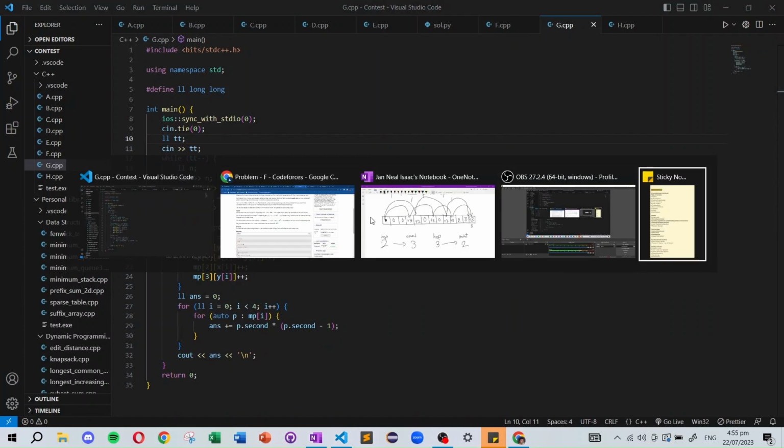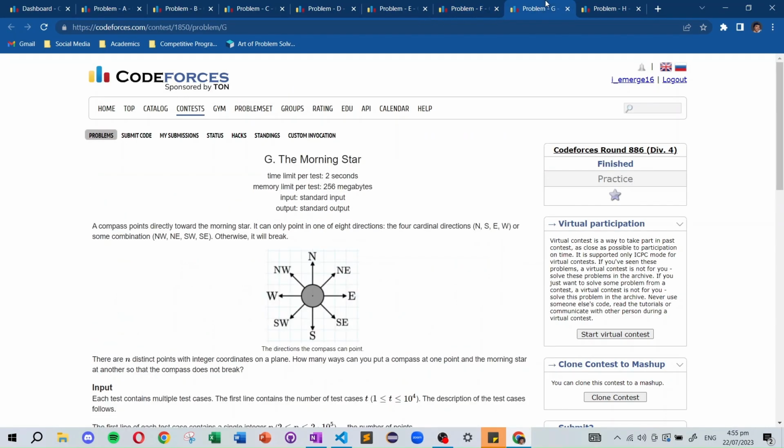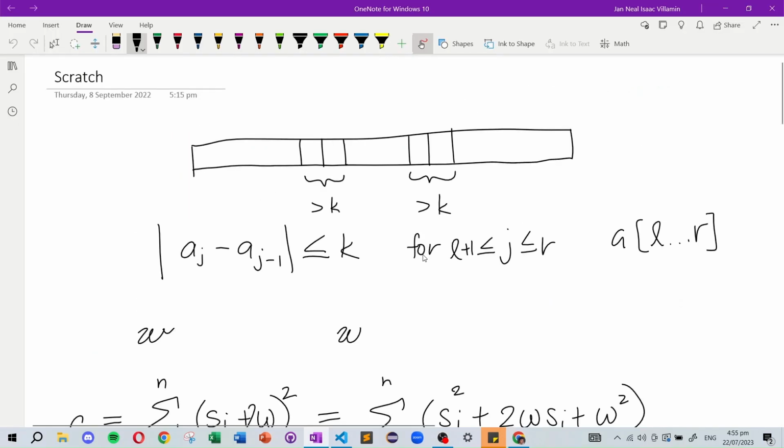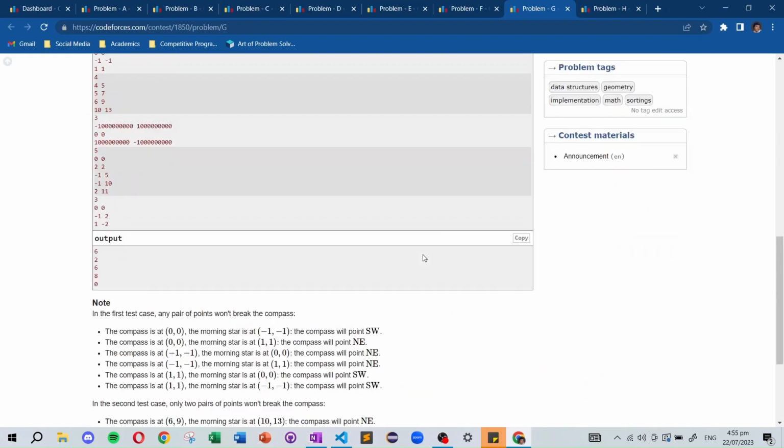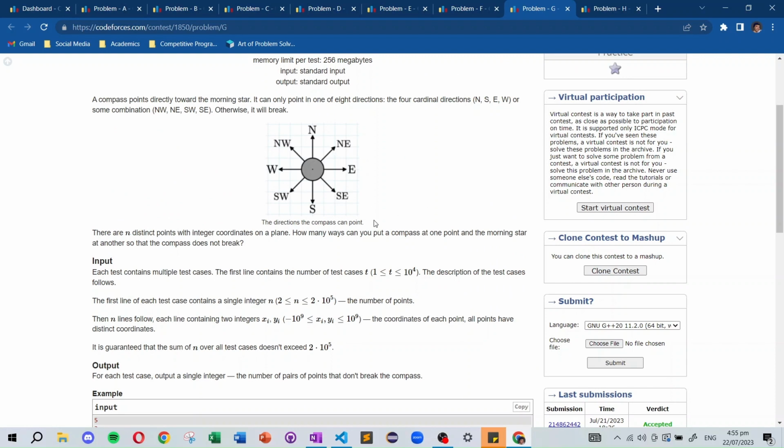Right, so the last two problems. Let's discuss problem G. So problem G is basically, if you place the compass, it must point towards the morning star in one of these directions. That's basically it.